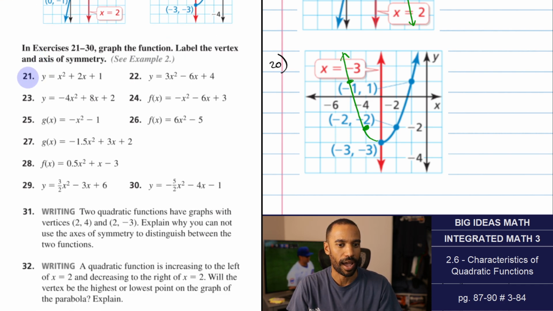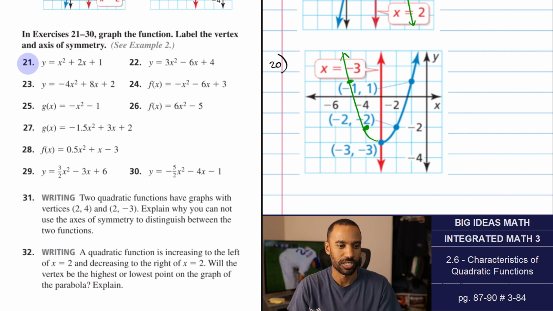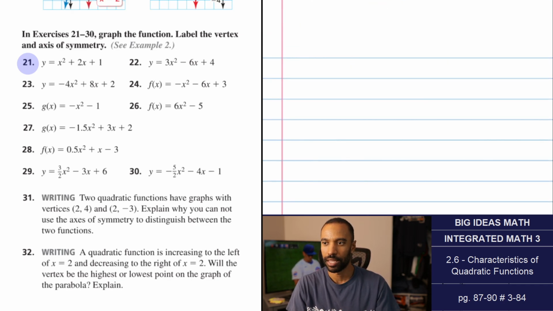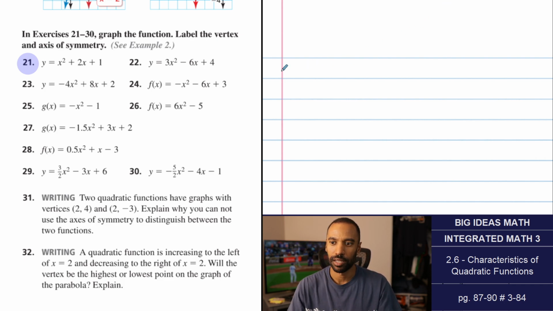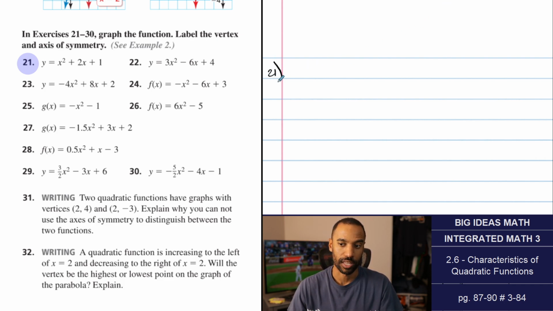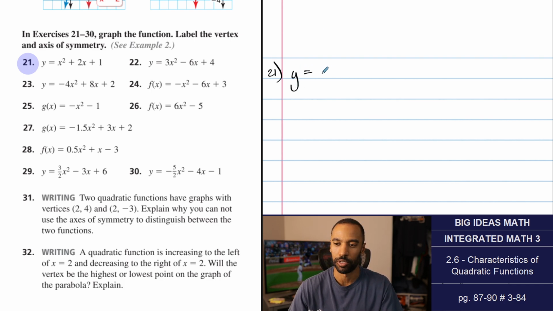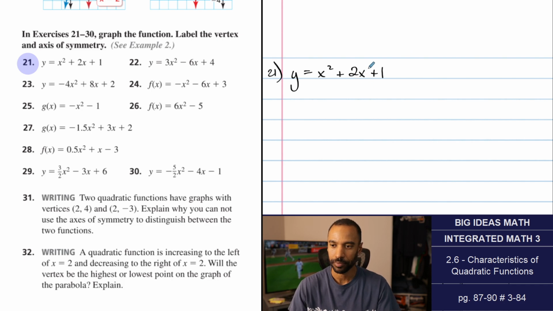10 questions where we graph the function, label the vertex, and axis of symmetry. Now, these are written in standard form. So, in standard form, we can transform forms. I don't think that's really their goal or intent for these problems. Their goal is to use standard form to do the graphing, so I'm going to follow suit with that, as long as it seems appropriate to do so, and I don't see why it won't be.